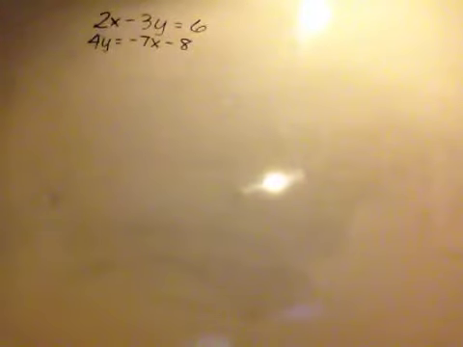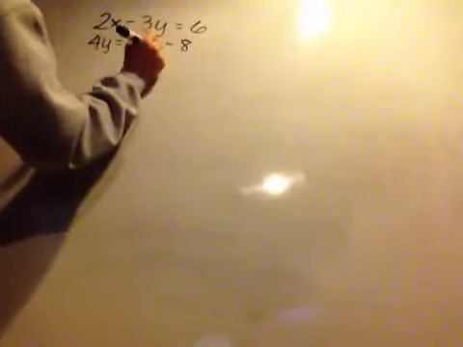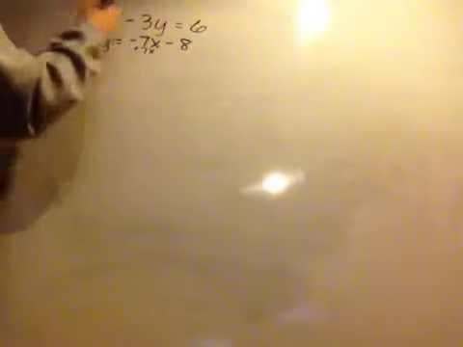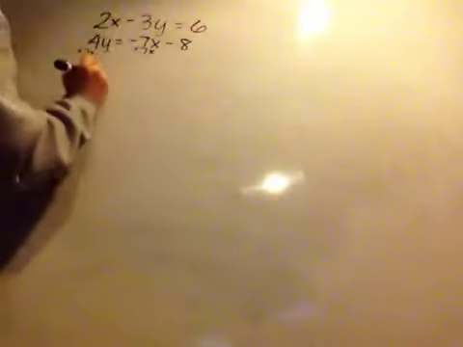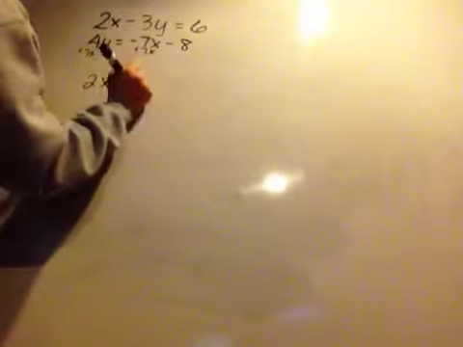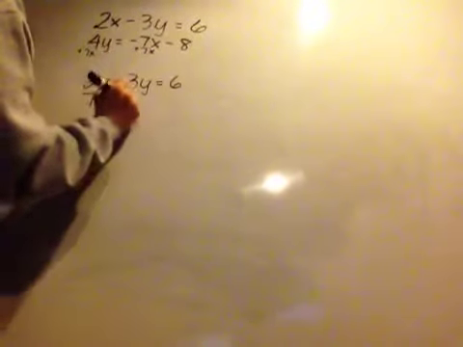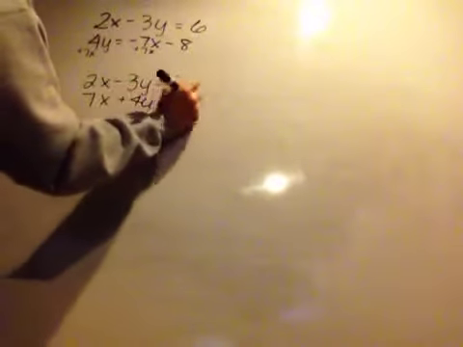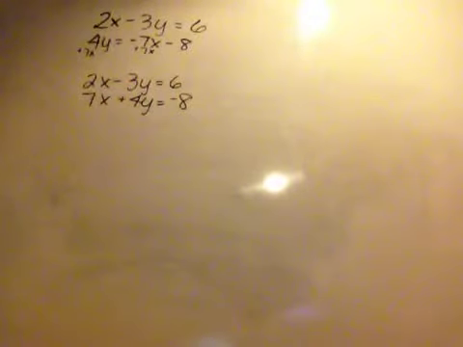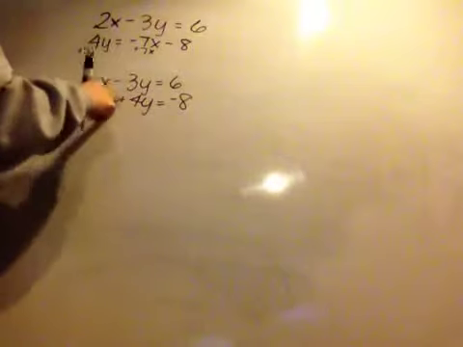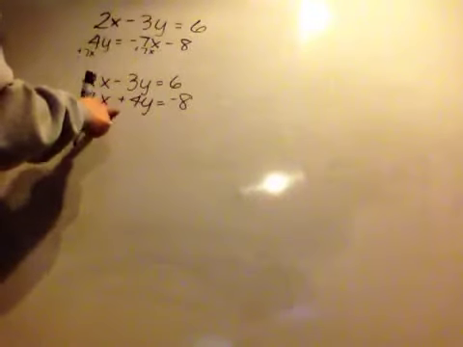Okay, so first thing we're going to do here is put them in the same form. So I'm going to add this 7x to both sides. So I have x, y, constant. So rewriting this, I have 2x minus 3y equals 6. And 7x plus 4y equals negative 8. So I can choose to eliminate x or I can choose to eliminate y. I'm going to choose y because they're already opposite signs.